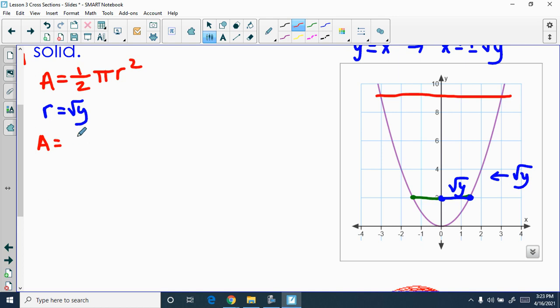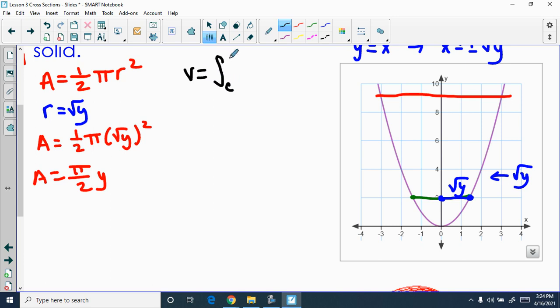So area is equal to 1/2 pi times the square root of y, squared. So the square root of y squared gives us just y. And I'm going to write this 1/2 pi as pi over 2. So pi over 2 times y is our equation. And now we plug it in to our volume. So we've got volume equals the integral. I'm going to use c and d this time because we're looking for y values of the area of the semicircle.